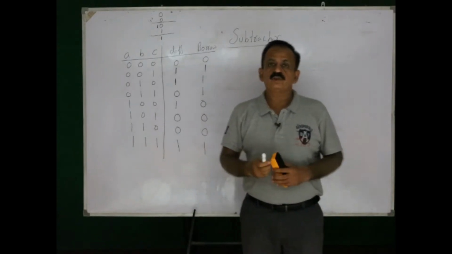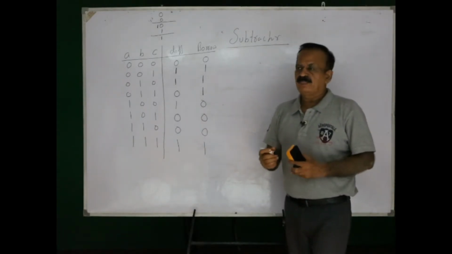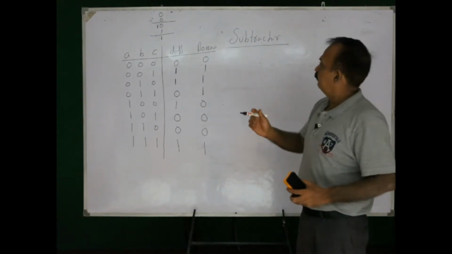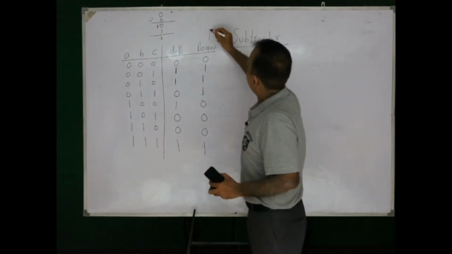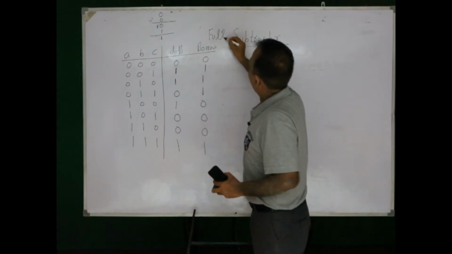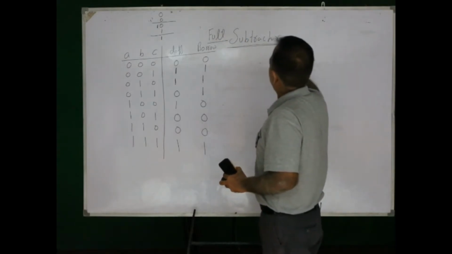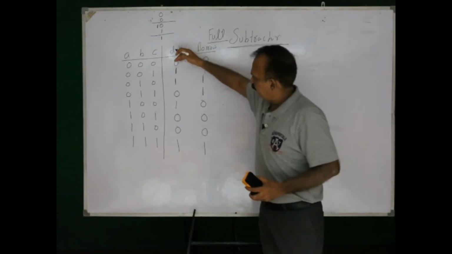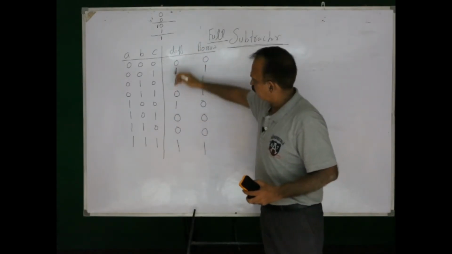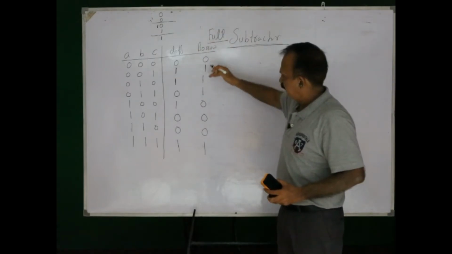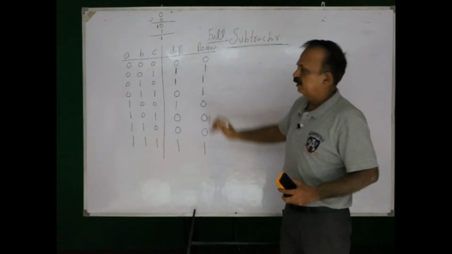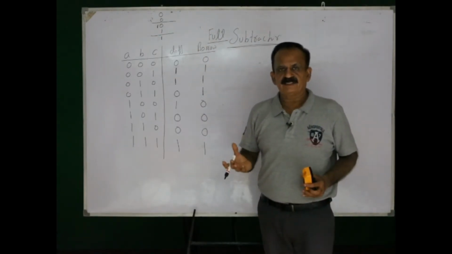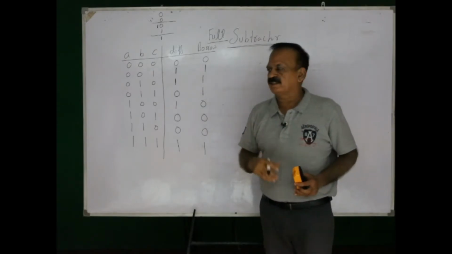So, this is a truth table representing the operation A minus B minus C, and that is nothing but the full subtractor operation. Now, the next step will be finding the expression for this difference and the expression for this borrow. We will find the expression for difference as well as the expression for borrow.